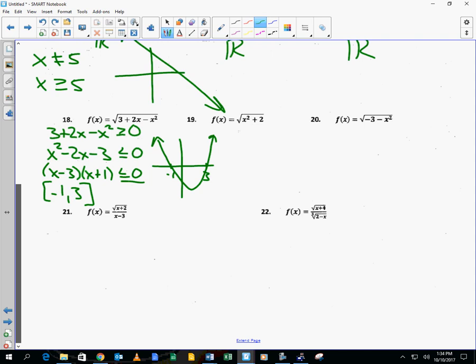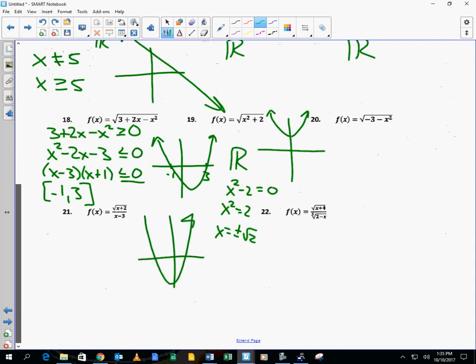19. Can't take the square root of a negative. Look at the graph of x squared plus 2. Is it ever negative? Well, then we would have to solve. So if it's x squared minus 2 equals 0, that would be x squared is equal to 2, or x is equal to plus or minus the root of 2. So you would have those two spots you would set up. You would have this shape, a parabola, that went through negative root of 2 and positive root of 2, and you would have to choose the part where it's above the x-axis.